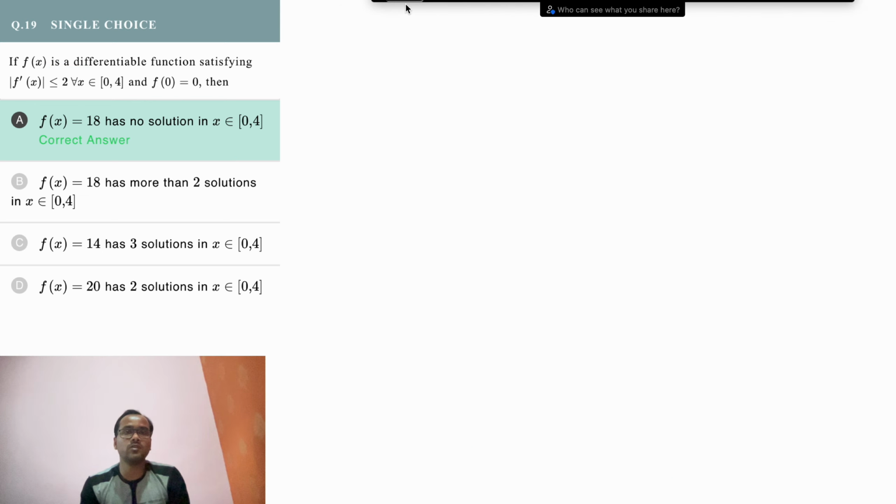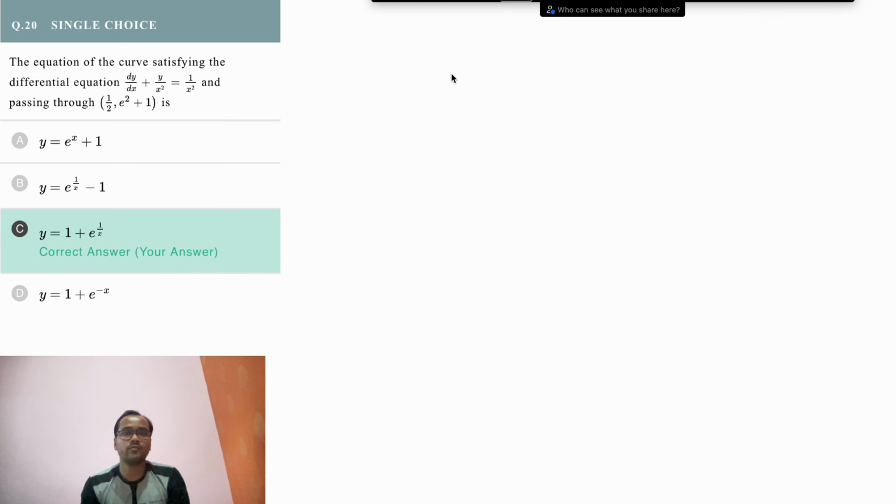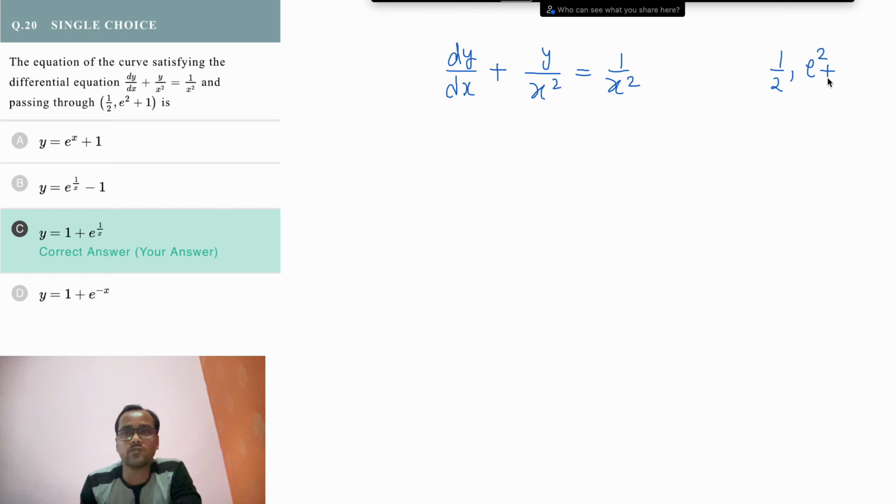Let me come to question number 20 now. Question number 20 is a simple differential equation. We need to solve it. dy by dx plus y upon x square is equal to 1 upon x square. And the equation of the curve satisfying this passes through (1 by 2, e square plus 1). That would be helpful for finding the arbitrary constant c.